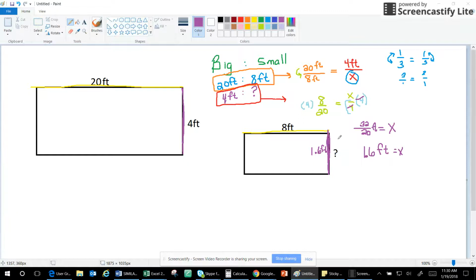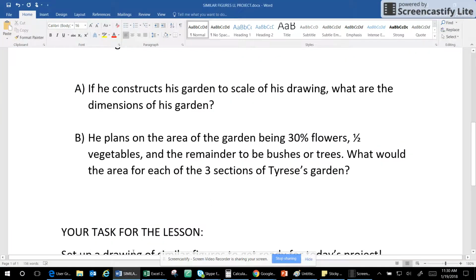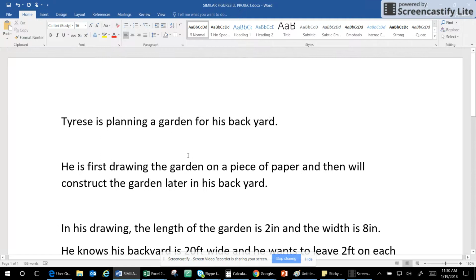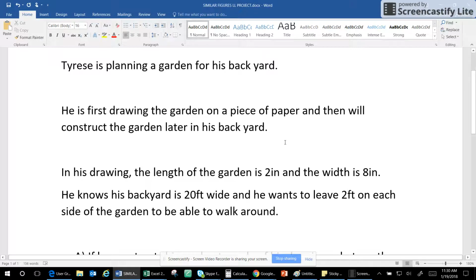Okay, now that's an example of similar figures. We're going to be looking at the following problem in the live lesson. Okay, we have Tyrese is planting a garden for his backyard. He is first drawing the garden on a piece of paper, and then will construct the garden later in his backyard. In his drawing, the length of the garden is 2 inches. The width is 8. He knows his backyard is 20 feet wide, and he wants to leave 2 feet on each side of the garden to be able to walk around.